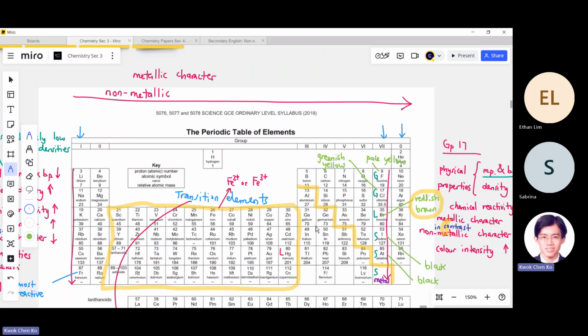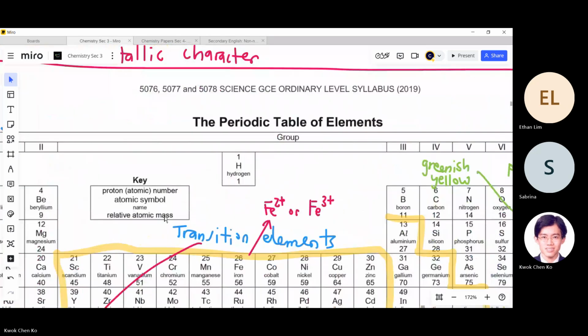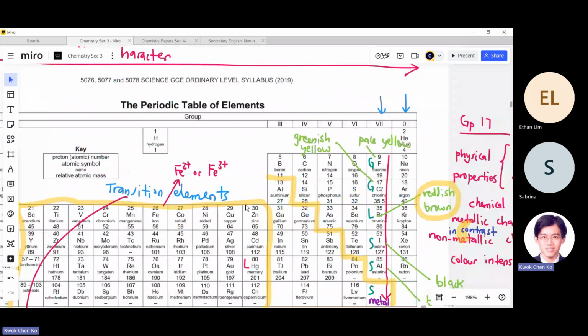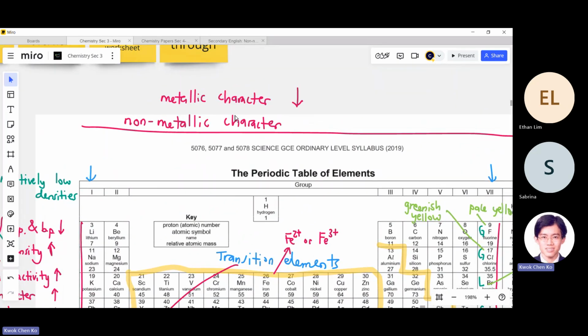Come, Dylan, left to right, metallic character. Metallic character decreases. Yes. I think this one is quite easy to see. Look at the left-hand side, lithium, beryllium, metal. But suddenly you jump here, boron, no more metal, carbon, no more metal. So you should be able to deduce metallic character decreases, and of course, in contrast, non-metallic character increases. Yeah, hopefully not a problem. Okay, guys, any questions? No?